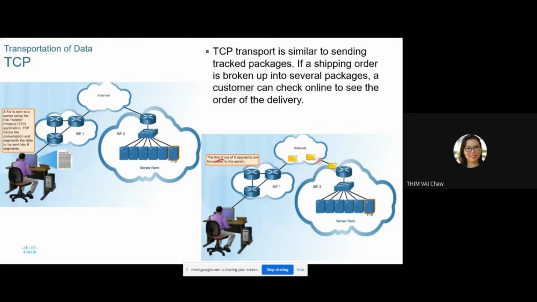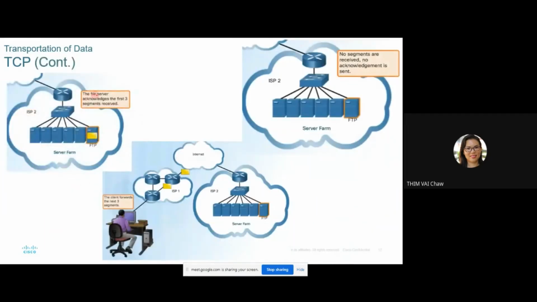So when these 3 segments are received by this TCP already, the file server does the acknowledgement: oh, I received your first 3 segments already. He will send one acknowledgement, short form ACK, back to your PC. Once the PC receives the acknowledgement, it will send the next set of 3 segments to the server again.